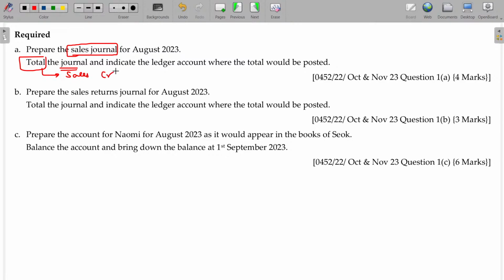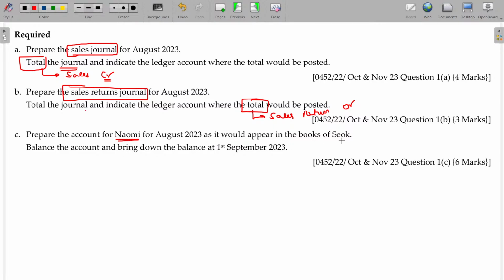And prepare the sales returns journal also. Total the journal and indicate the ledger account where the total will be posted. The total will be posted on which side? Sales return account, on which side? Sales means credit, so it should be the reverse, right? So it should be posted on the debit side. So we have to complete this one also. Apart from that, prepare the account of Naomi. We only have to prepare Naomi's separate account.